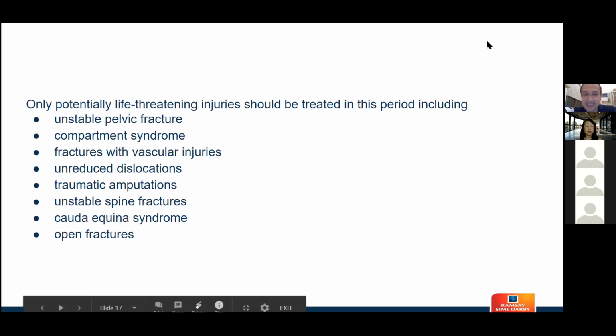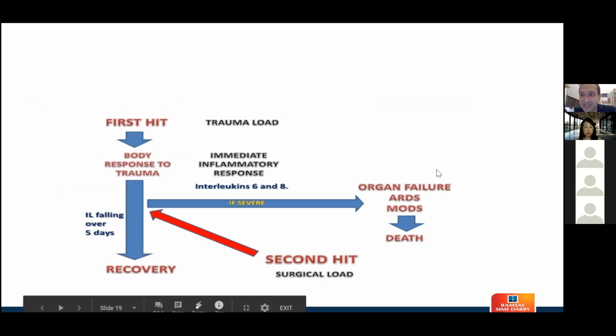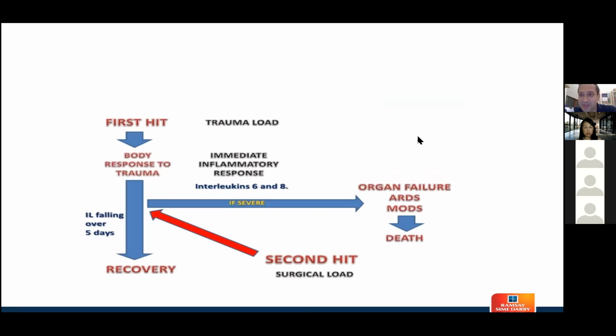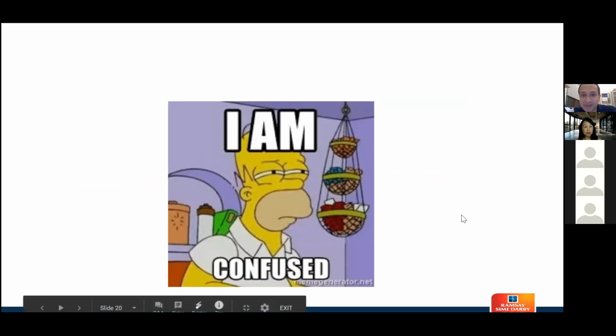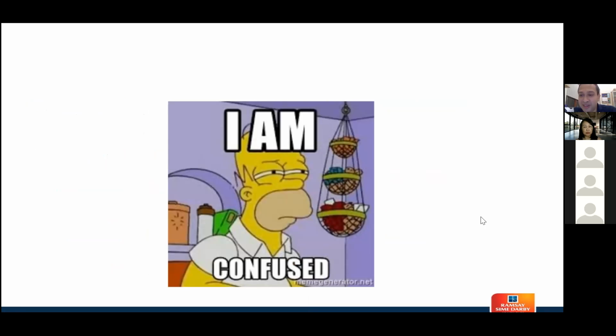Okay, so we'll go through that. Okay, so this is just another confusing diagram to show what happens. But again, the main idea is to avoid the second hit. So this is pretty much all the participants right now. Okay, so I can hear crickets also. No, I'm clear. I'm so clear that tomorrow I'll be an orthopedic surgeon.